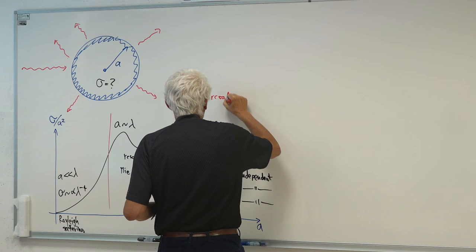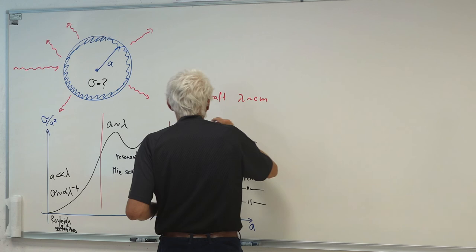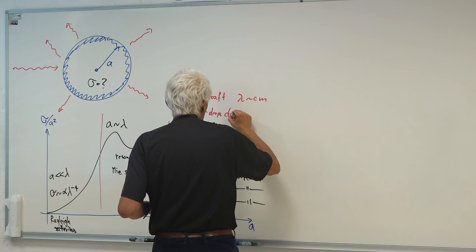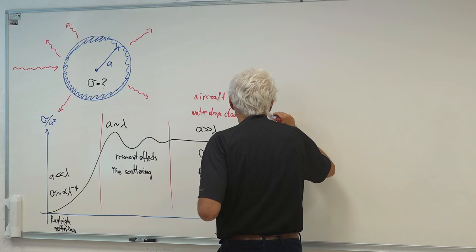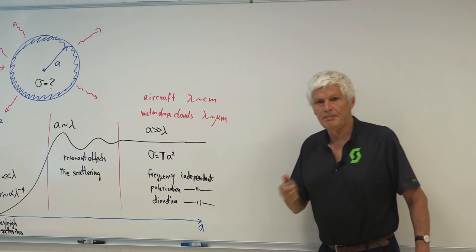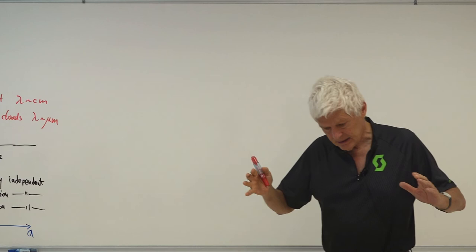For lambda in the 10 centimeter region, and water drops in clouds at the wavelength of visible light, so wavelength in the micrometer region. This is frequency independent. How do we know this is frequency independent? Clouds usually appear white. So if the drops of water or ice crystals are much larger than the wavelength, the scattering is frequency independent, so white color.